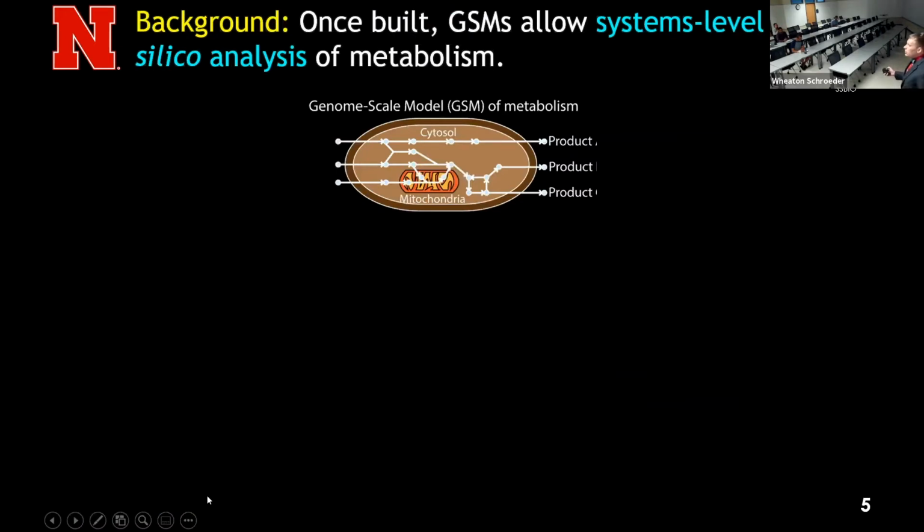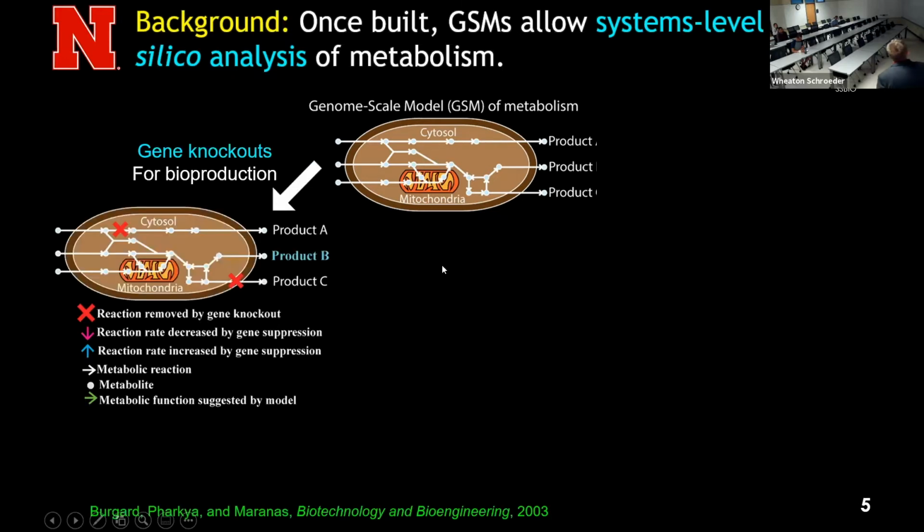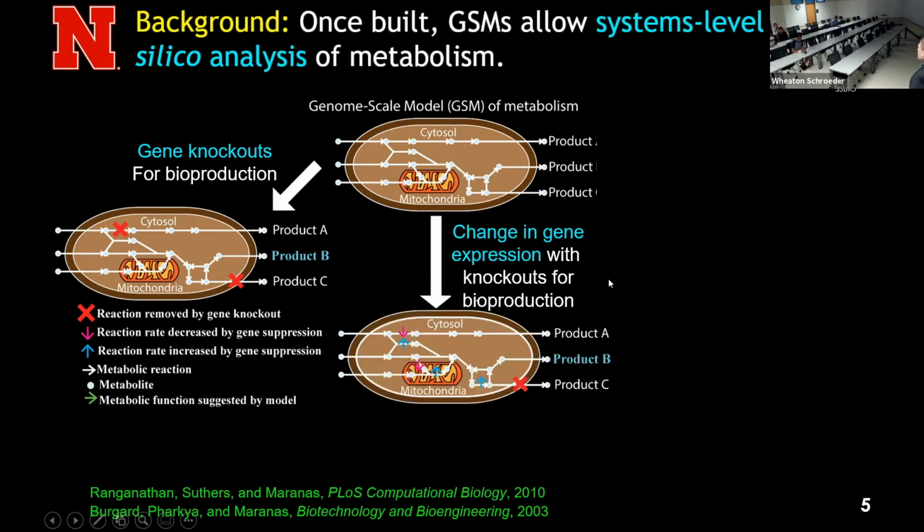Once we have created this genome scale model of metabolism, this allows us to perform a systems level analysis of metabolism. What a systems level analysis does is it allows us to use computational tools to look at the whole of metabolism in one go. This allows us to do various things, such as predict gene knockouts, which will create a valuable bioproduct, or be able to change gene expression or predict changes in gene expression toward the same end.